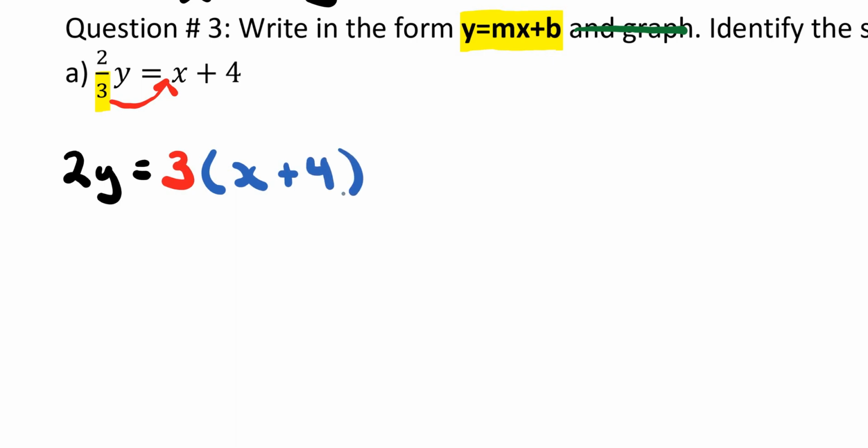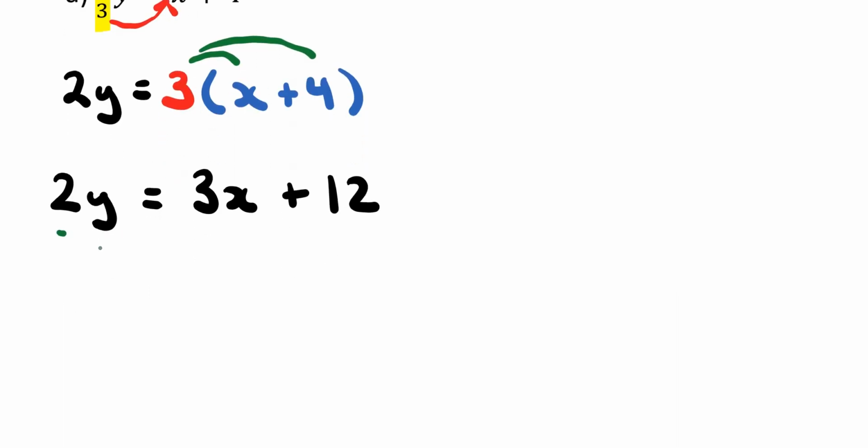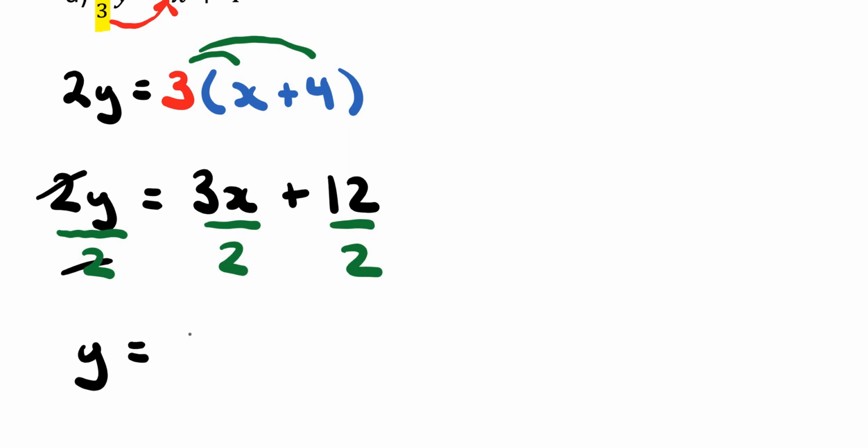So the 3 is on the left-hand side. You can move it to the right-hand side by multiplying it, but you have to multiply everything on the right-hand side by 3. And the way we show that is by showing the brackets. Now we can distribute this. So this will be 3x plus 12. Okay, and then finally we can divide both sides by 2. And we'll notice that the 2's cancel here. So now I have y equals 3 over 2x plus 6.